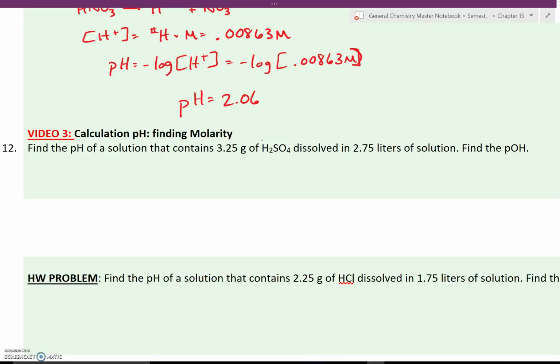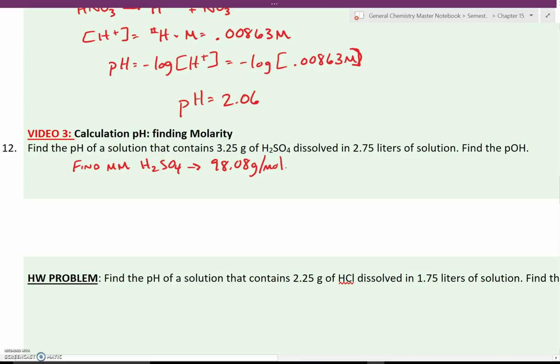So our first step is to take this 3.25 grams of H2SO4 dissolved in our 2.75 liters and figure out the molarity that we have from this solution. And so our first step then is to find the molar mass of our H2SO4. Now I know we're all intelligent chemistry students and we already know how to do that, so we'll save some time and I'll just tell you it is 98.08 grams per mole.